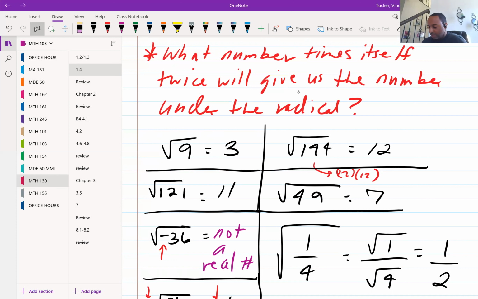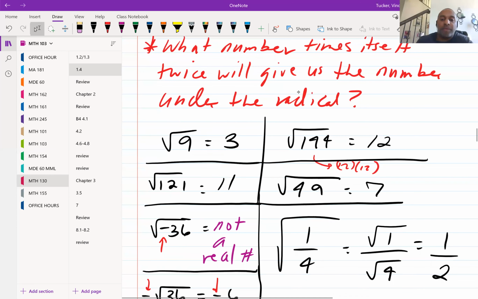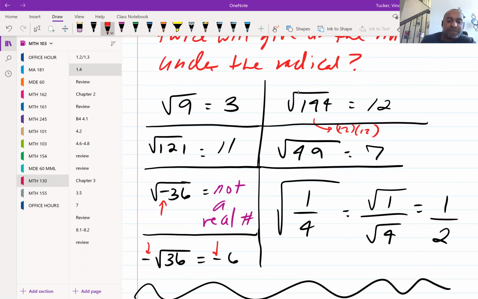Any problems? Can you explain the fraction? We haven't got to it yet. I'm gonna get there. Let me hit this one down here first, then I'm gonna go to that fraction.